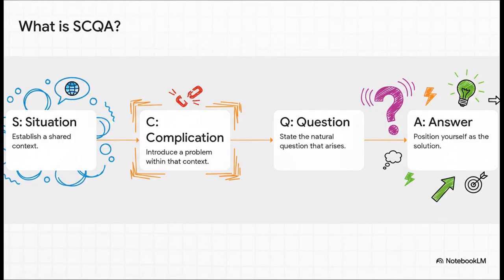So, what on earth does SCQA even stand for? It's super simple, I promise. S is for situation. You start with a shared context. C is for complication. You bring up a problem inside that situation. Q is for question. You pose the question that naturally comes from that problem. And A is for answer, where you, of course, are the answer.